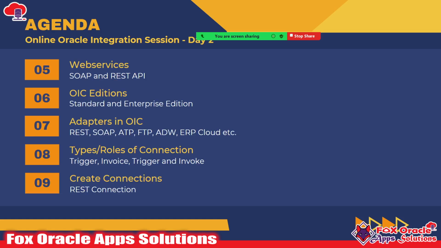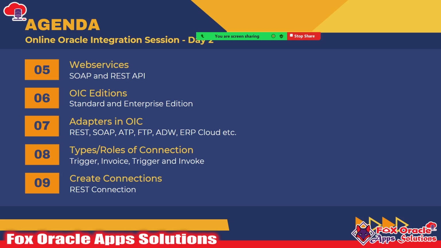So today in the session, we will discuss web services, the most important part of Oracle Integration. Most of the work will be on web services, so that we can create transactions in Oracle Fusion with the help of web services only. We have two types of web services, SOAP and REST. We will discuss that. Then we will move to the OIC editions, where Oracle provides two editions, standard and enterprise. We will see the differences between both and what kind of elements each edition provides. That is the basic thing we will learn, and then we will move to the adapters.